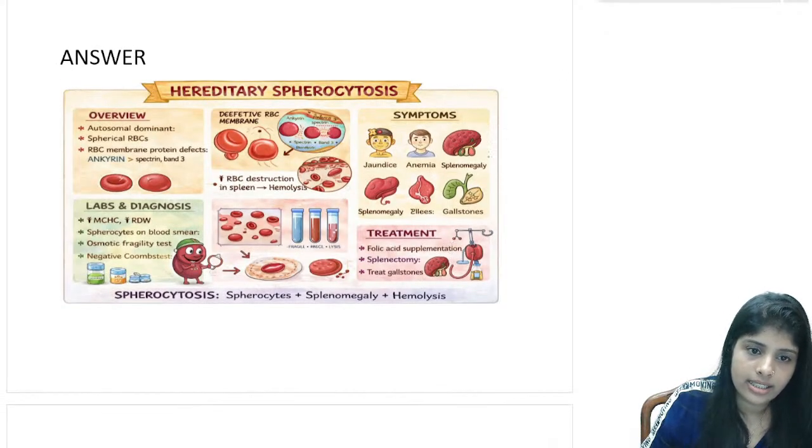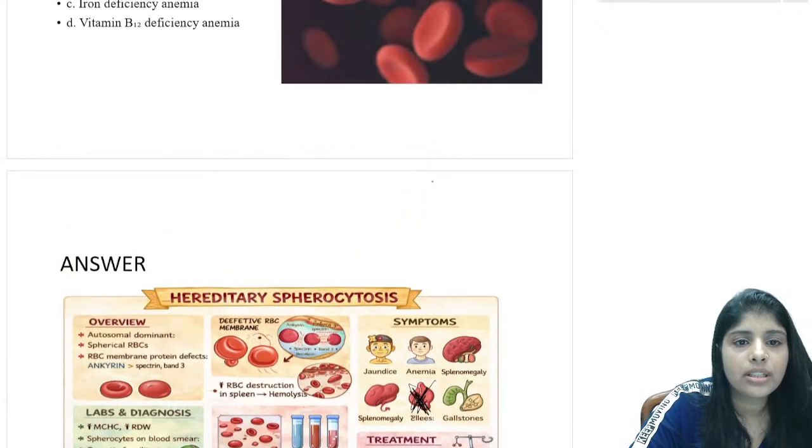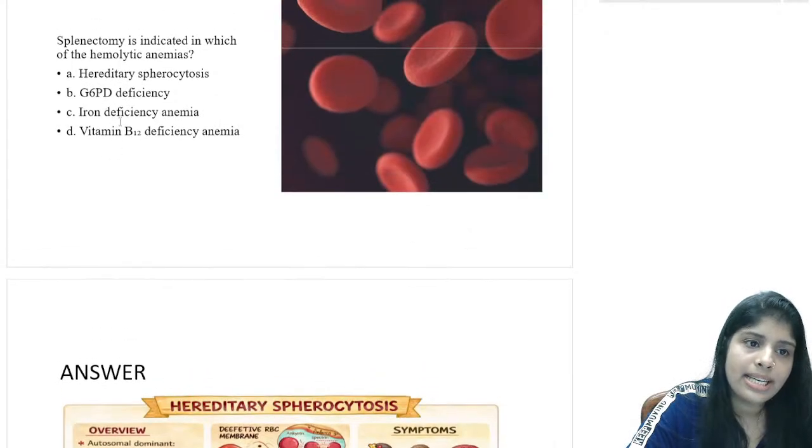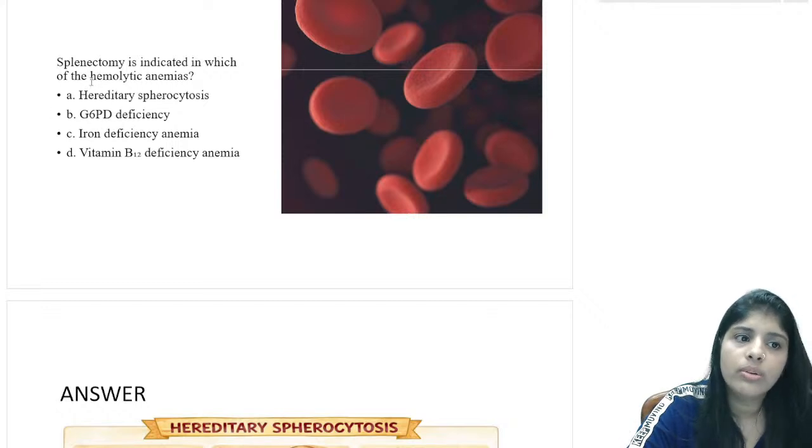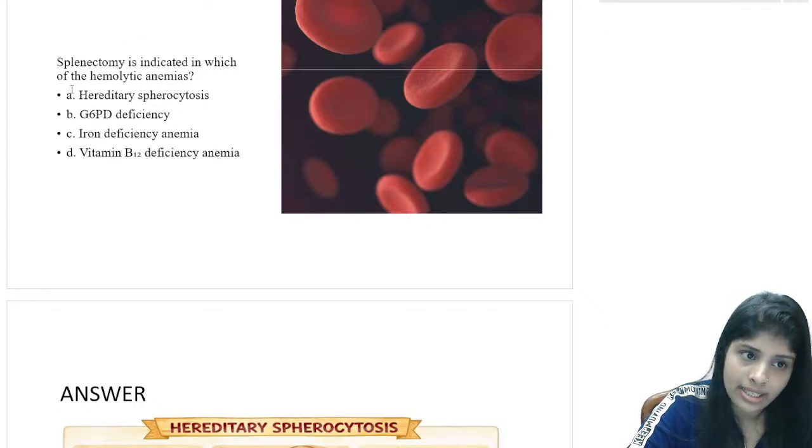See here, there is an error with the image, so this is not there. Okay, so let's go back to the question. Splenectomy is indicated in which of the hemolytic anemias? First of all, vitamin B12 and iron deficiency are not hemolytic, and G6PD is a hemolytic anemia. But in G6PD deficiency, we do not do splenectomy. We just avoid the triggers of G6PD deficiency, and do transfusions if necessary. So splenectomy is only done in hereditary spherocytosis, because there is splenomegaly.